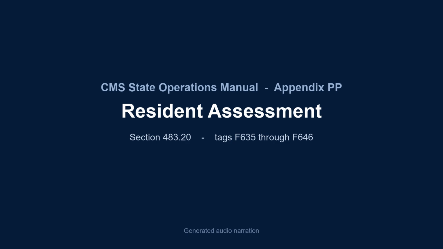Tag F641. Section 483.20G, accuracy of assessments. The assessment must accurately reflect the resident's status. Intent, Section 483.20G: to assure that each resident receives an accurate assessment, reflective of the resident's status at the time of the assessment, by staff qualified to assess relevant care areas and who are knowledgeable about the resident's status, needs, strengths, and areas of decline.